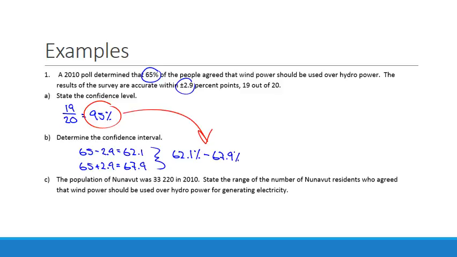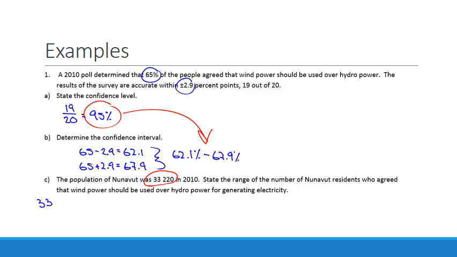exactly. Now, the population of Nunavut was 33,220 in 2010. State the range of the number of Nunavut residents who agreed that wind power should be used over hydropower for generating electricity. So based on B, we know the range is 62.1% of the people to 67.9% of the people. But we don't know the actual raw numbers, so if we apply the population of Nunavut, which we just talked about was 33,200, then we'll figure out what is 62.1% of that number, and then what is 67.9% of that number. So in case that's not making sense, let's just go through this.